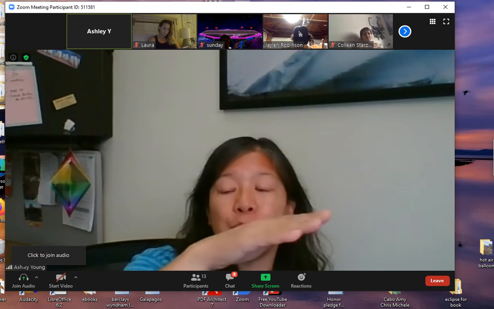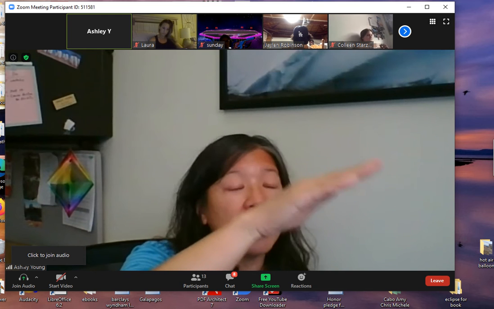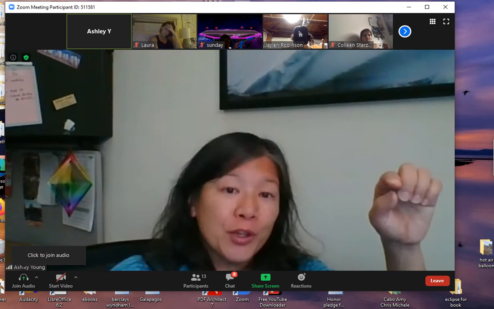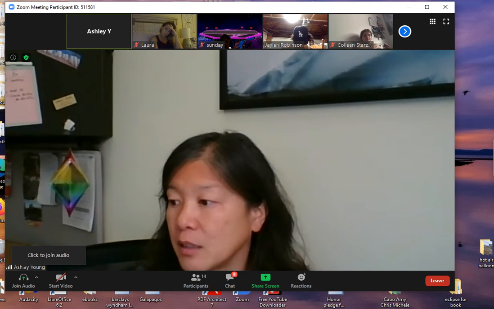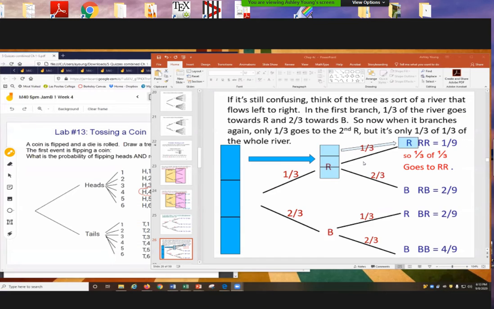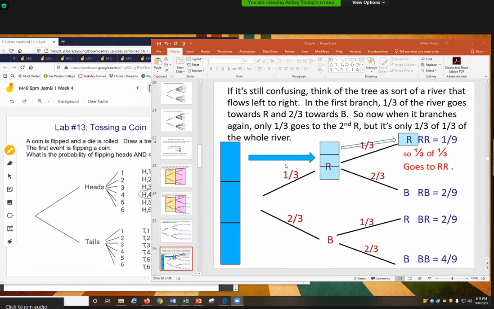And again, I take the red one. But it's not a third of the whole river, it's a third of the river after I've already branched. So it's not the entire part, it's less. This is the whole river. This much of it, a third of it, went towards red. And of that, only 1/3 of that went on to the second red. So it's really 1/9 of the entire river. Remember, of means multiply. A third times a third.